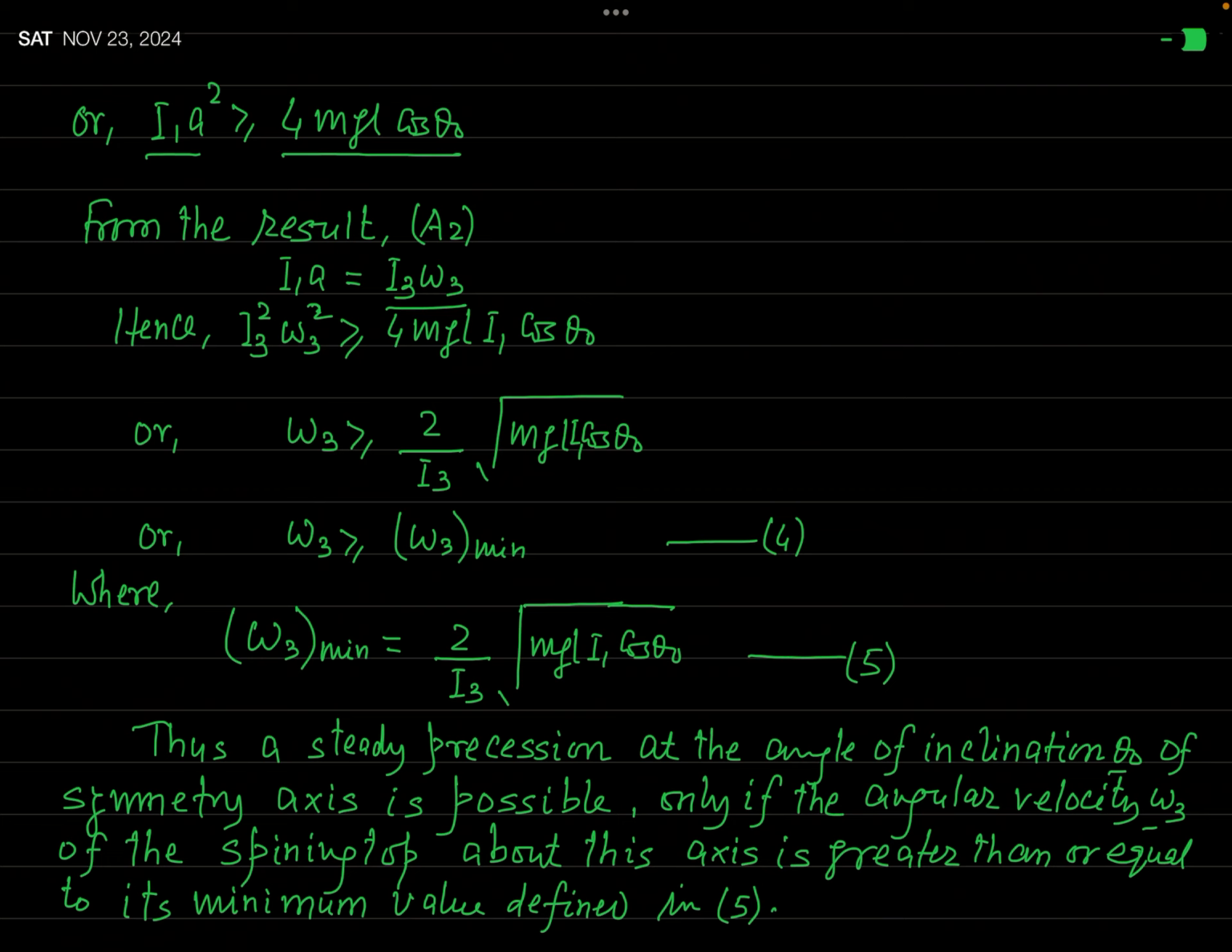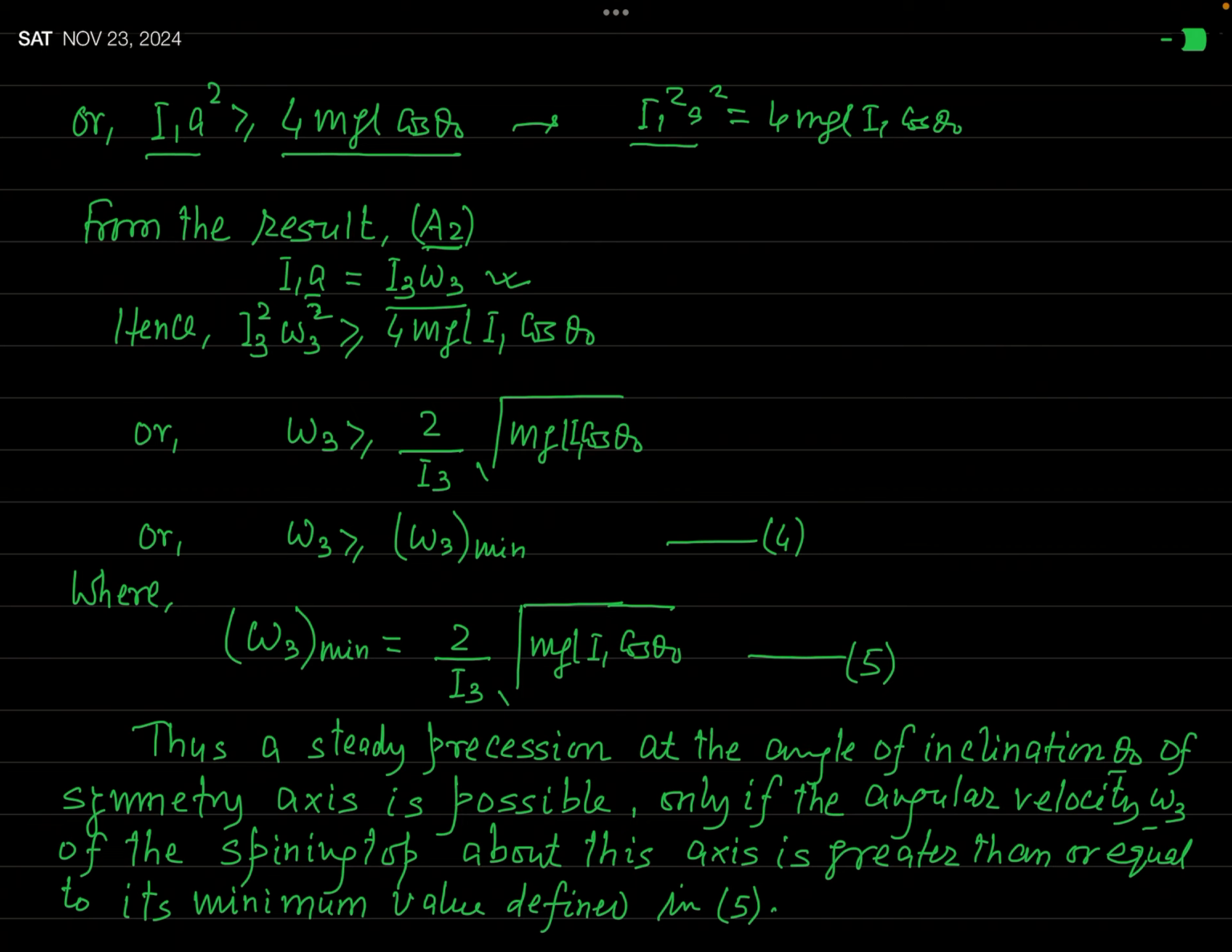Now you have seen earlier, I mentioned in equation A2, which we obtained in the first part of the lecture, that I1 a is equal to I3 omega 3. You can change the page and see this result. Now when you multiply this equation by I1 on both sides, this will be equal to I1 square a square, and that will be equal to 4 mgl I1 times cos theta naught.